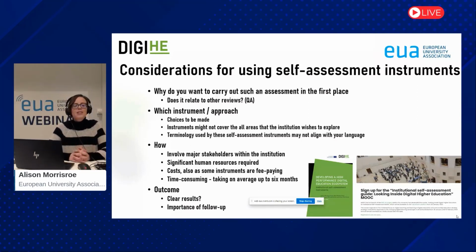So how to do it, how to get the ball rolling? Well, it's really important to involve major stakeholders within the institution, and to be aware that, as Mhichíl said earlier, it can actually incur quite significant human resources. So I think the panelists said that sometimes 20 evaluators were needed to actually undertake this self-assessment exercise. So some organisation is required. It can be time consuming, of course, if you want to do it well from beginning to end. It can take on average about 6 months.